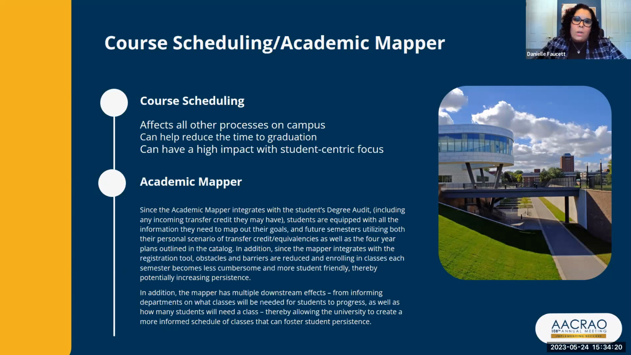Finding out early on what the requirements are and understanding the timeline needed to complete them can also reinforce persistence. Since some classes are offered only once a year or maybe once every other year, it's important for students to plan on when they can take these classes so they are not left scrambling and not left without an option. Furthermore, the academic mapper has multiple downstream effects, from informing departments on what classes will be needed for students to progress, as well as how many students will need a class, thereby allowing the university to create a more informed schedule of classes that can foster student persistence.